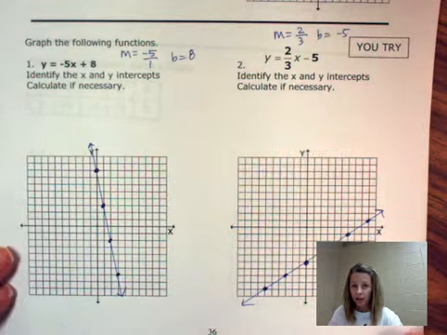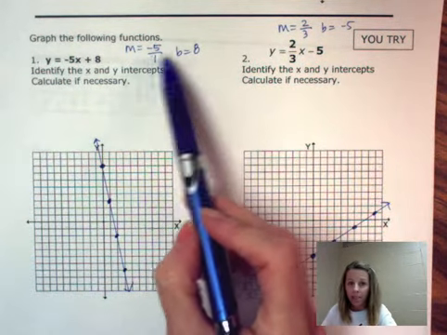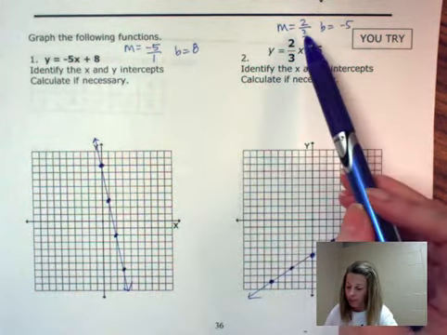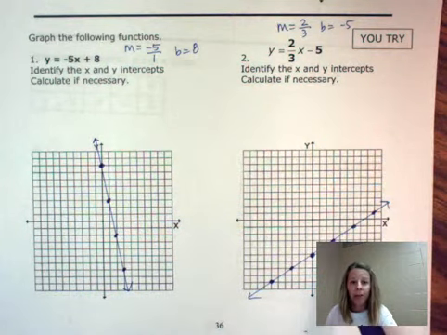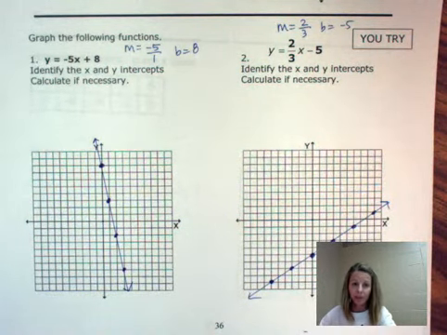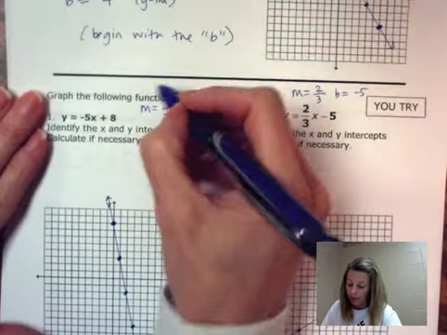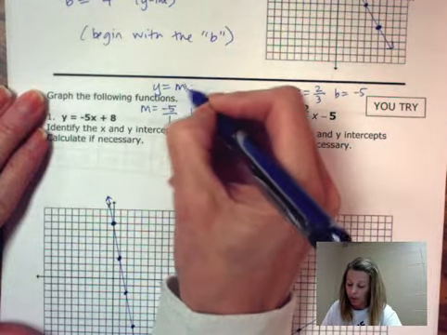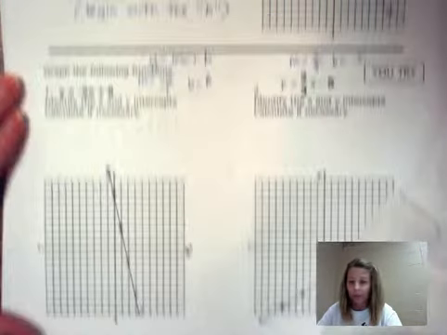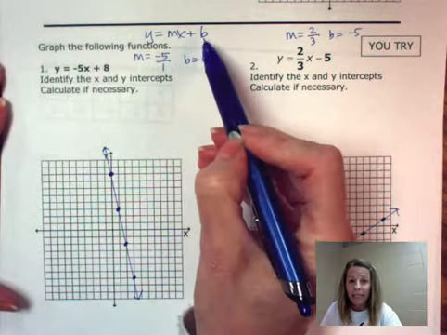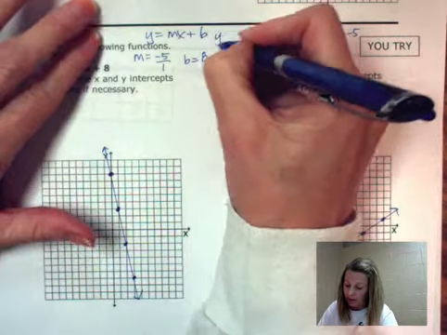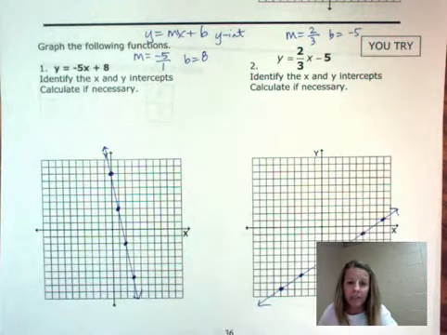Okay, so I went ahead and identified the m and the b on both equations, and then graphed the line. So what I want to do is go through the x and y-intercepts with you. Now I'm going to start with the y-intercept, because remember, these equations are all in slope-intercept form. So the b is the y-intercept. So it's going to be extremely easy to identify.